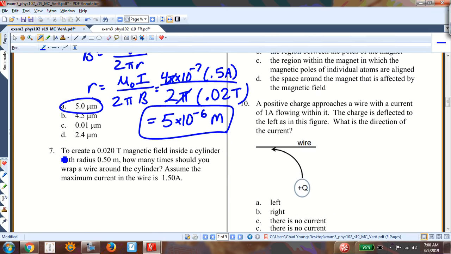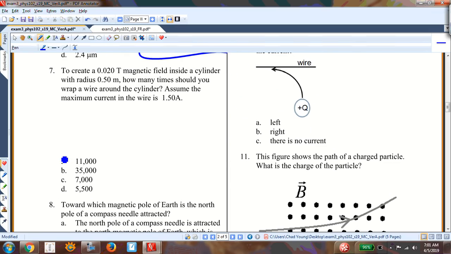I think this one's OpenStax. I think I actually didn't change the numbers on it either. To create a 0.02 Tesla magnetic field inside a cylinder with a radius of 0.5 meters, so this is a solenoid, and the radius of this thing is 0.5 meters. How many times should you wrap the wire in the cylinder? And then there's the current. So magnetic field is equal to N mu naught I over 2R. And I'm looking for N.